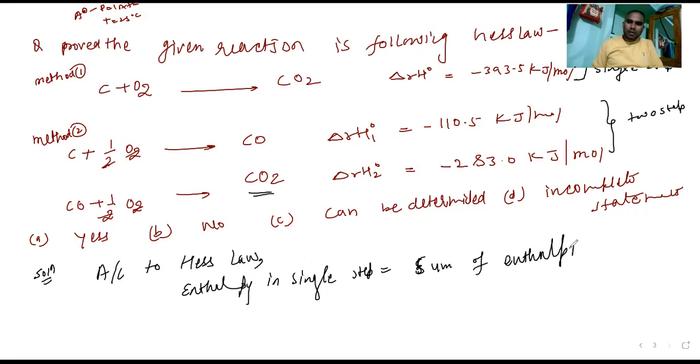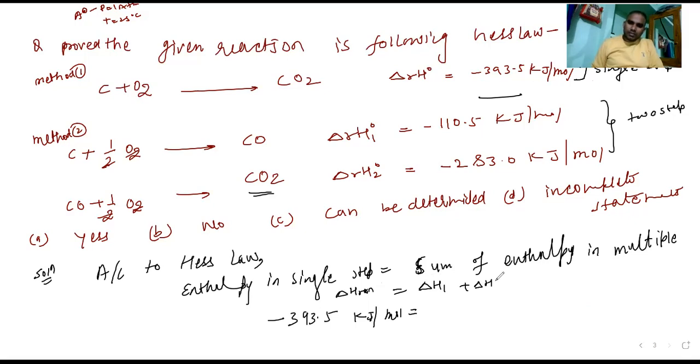Enthalpy in multiple steps: the sum of enthalpy in multiple steps. They are saying this should be equal. So the enthalpy in a single step, they have said here, is minus 393.5 kilojoule per mole. Equal to, here you see multiple steps. So we have to add now, because delta H reaction is equal to, I told you, delta H1 plus delta H2. This is the Hess law.